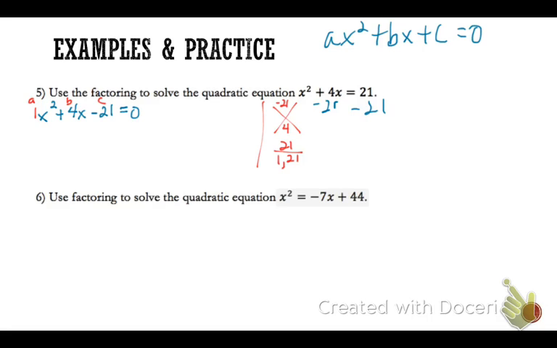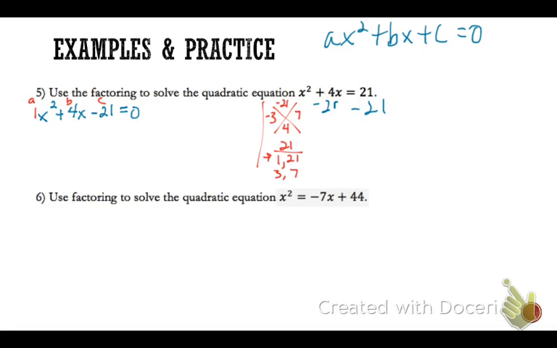And I think, well, if I added or subtracted them. So if I added, I get 22, subtracted, I get 20. So, oh, here we go. If I subtracted 3 and 7, I would get 4. I need 1 to be negative, so I'm going to make my 3 negative. The reason is because when I multiply negative 3 times 7, I get negative 21, but when I add them, I get positive 4.